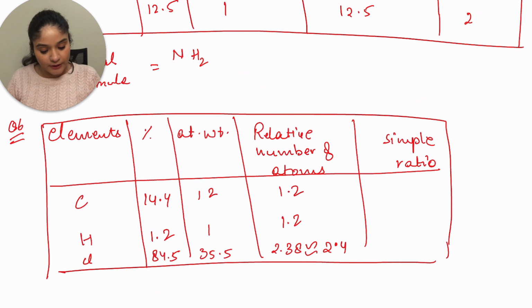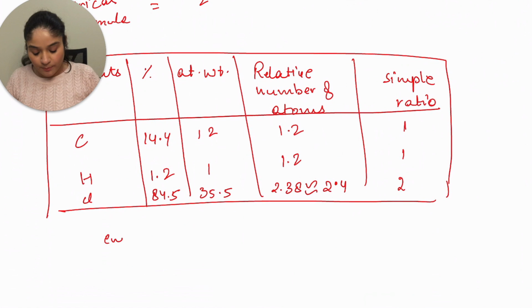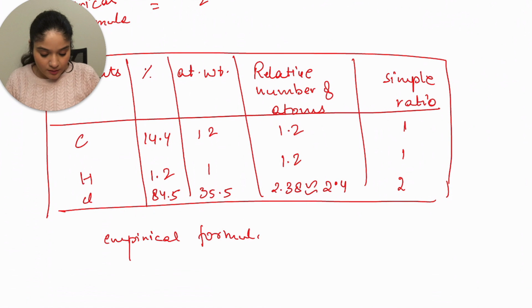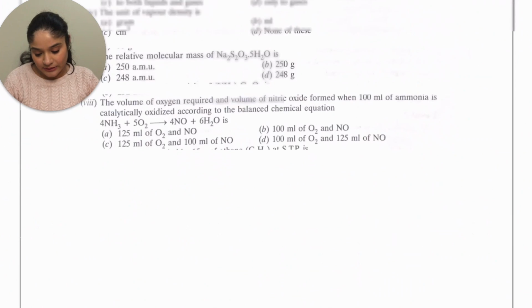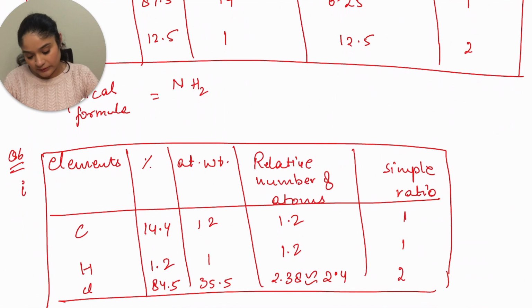Now the simple ratio, if you think about it, is 1 is to 1 is to 2. So 1, 1, 2. So your empirical formula will be, first write CHCl and then write 1, 1 and 2. So your compound formula is CHCl2. Okay. Now let's see what is part 2. So this was question 6 first part.